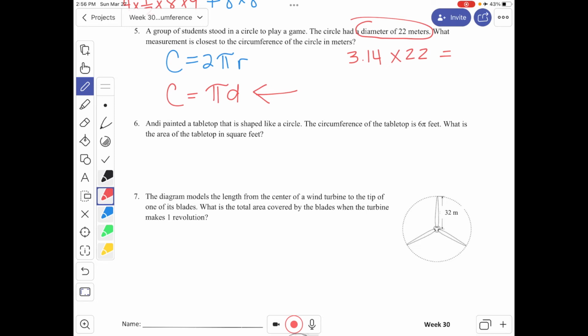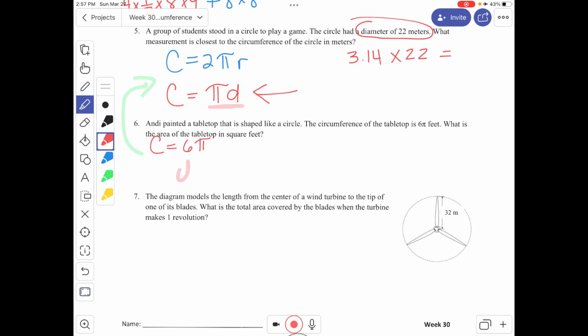The circumference of the tabletop is 6 pi. That means 6 times pi. So circumference equals 6 times pi. And we just use those formulas up here on this problem. So if we just have one thing that we're multiplying times pi, what do we think that 6 is going to be? Looks like the 6 is going to represent the diameter.